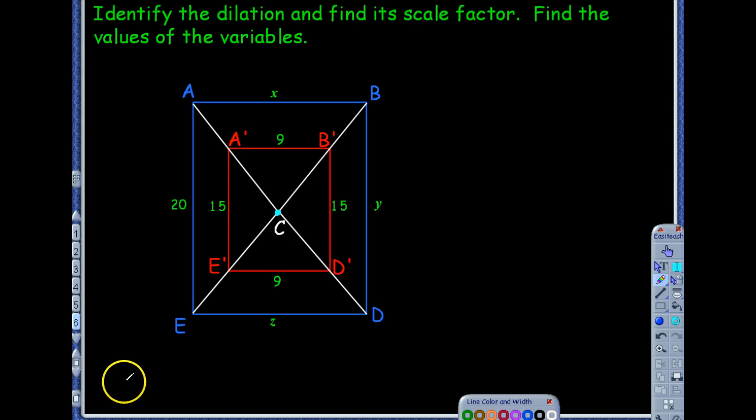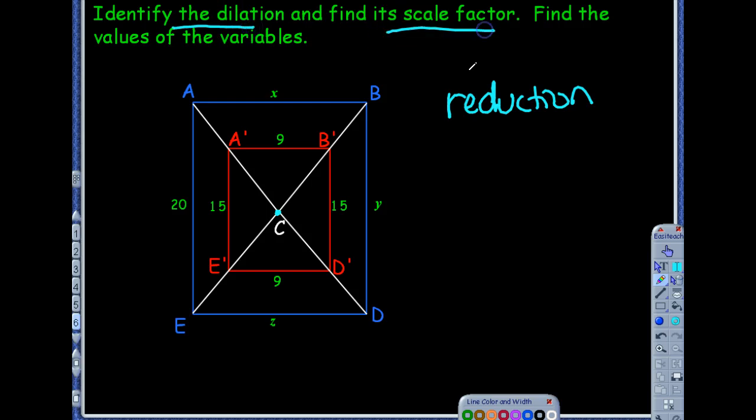Okay. So when we identify what type of dilation, what would you say? So it'd be a reduction. Exactly. It's getting closer to the center, and it's getting smaller. And so as we're trying to find that scale factor, we've identified it, we're going to find its scale factor.